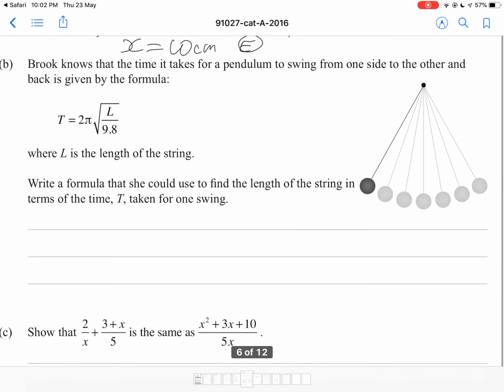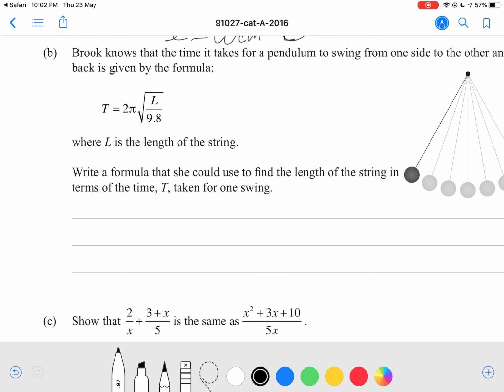Bloch notes that the time it takes for a pendulum to swing from one side to the other and back is given by the formula t equals 2 pi multiplied by the square root of L divided by 9.8, where L is the length of the string. Write a formula that you can use to find the length of the string in terms of the time t taken for one swing. Okay, so we're going to find what L is in terms of t. So basically, we're going to move the 2 pi to the other side. We're going to say t divided by 2 pi equals the square root of L divided by 9.8.